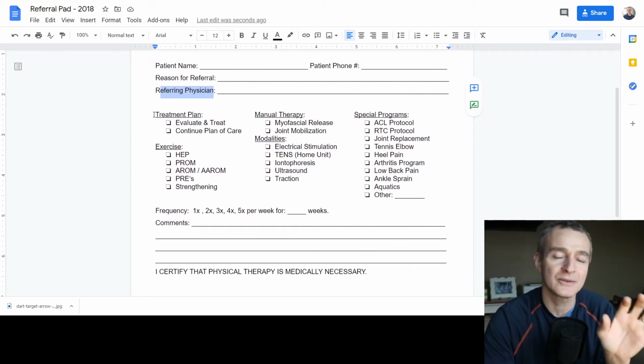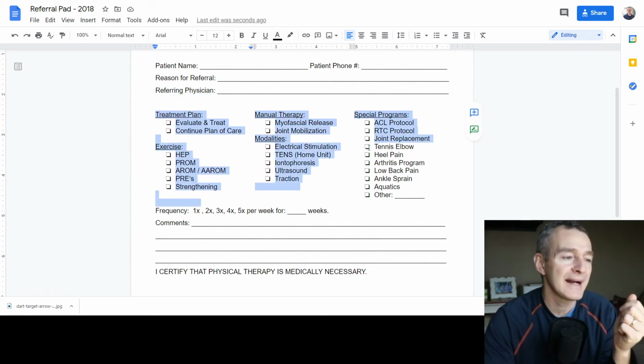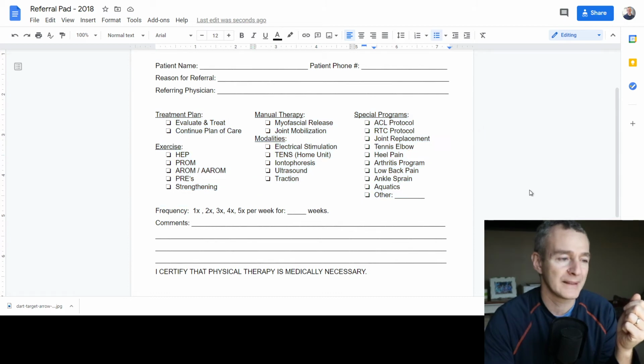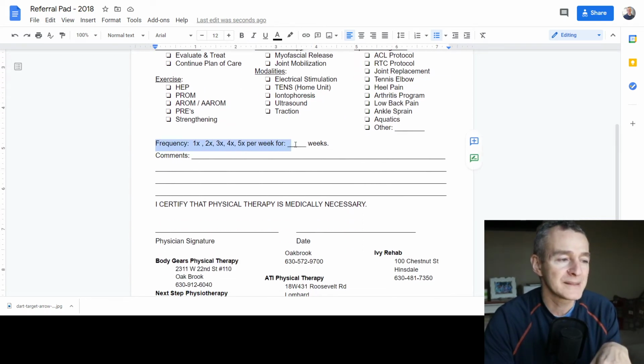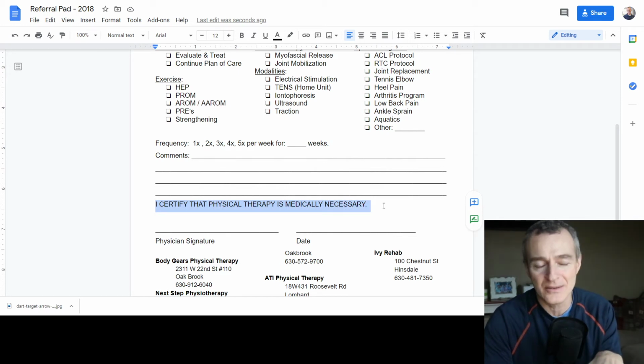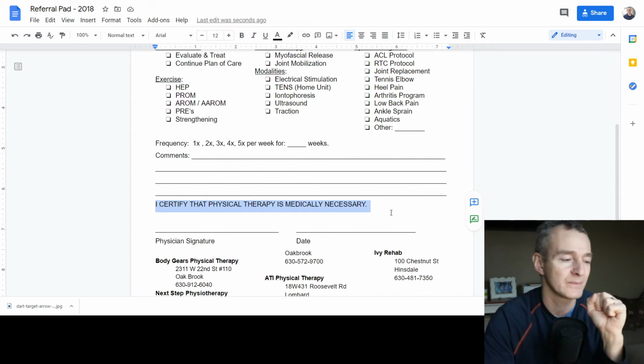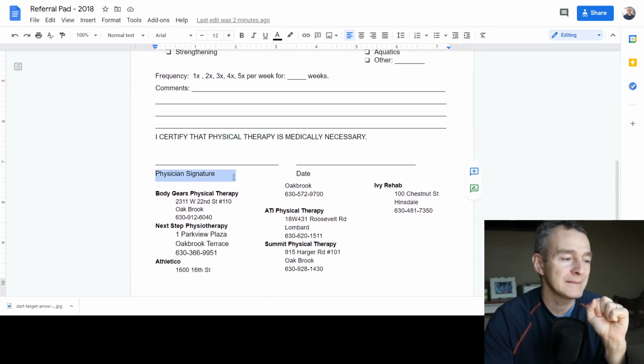Now, if you want to stay a little bit traditional, we'll call it conventional, you can still have these treatment programs, right? You can still have modalities, manual therapy, special programs, ACL protocol, rotator cuff protocol, and so on. We can have frequency, a place for comments. This is an important component: I certify that physical therapy is medically necessary, or occupational therapy or speech language pathology. And then we need a place for the signature of the physician.